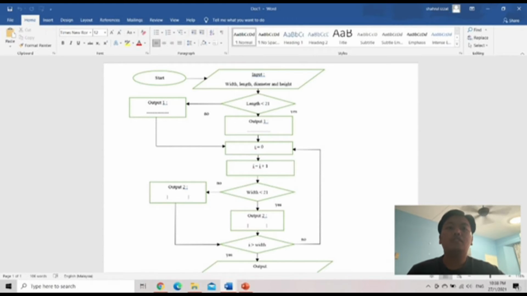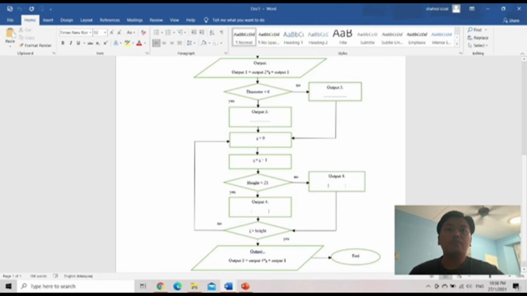And then we have the decision I bigger than width. If yes, the output is on the below one. If no, it will repeat with I equals 0. Then we go to the next, the output. Output will become output 1 plus output 2 divided by I, plus output 1.